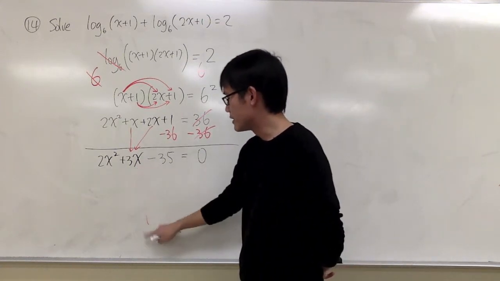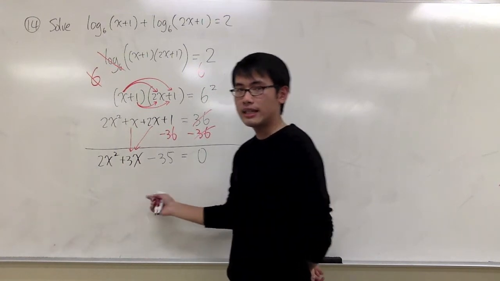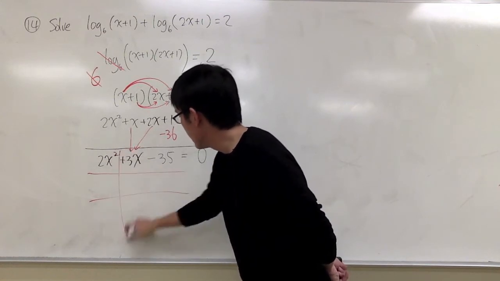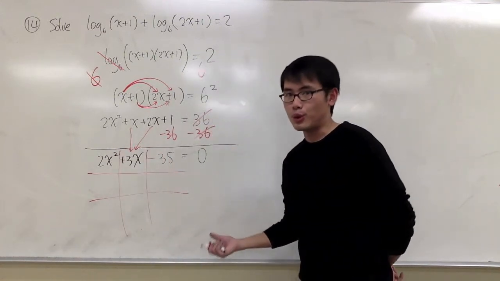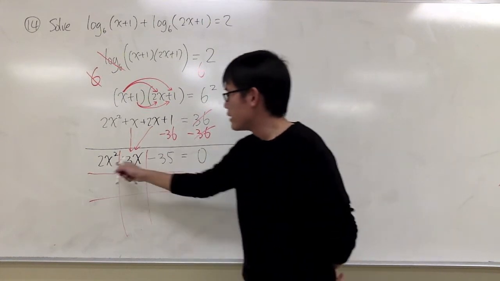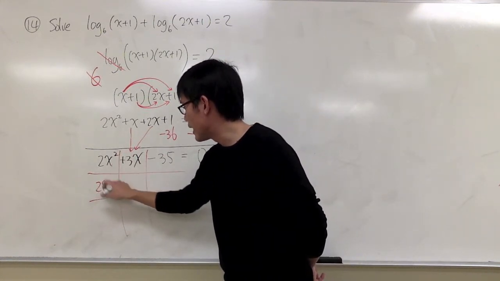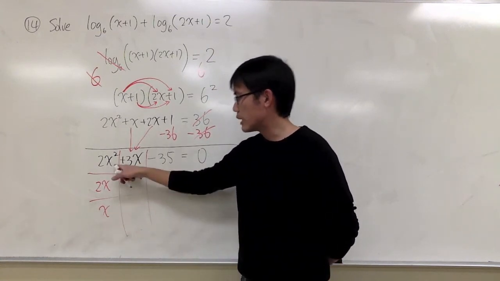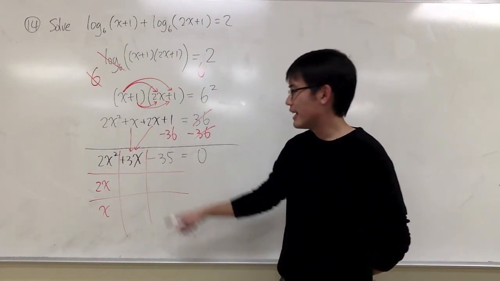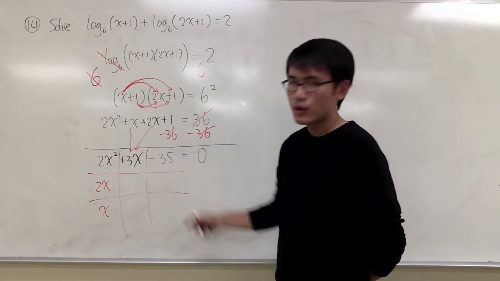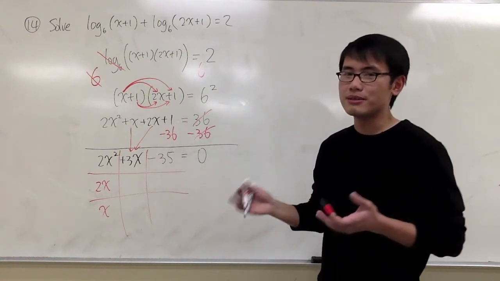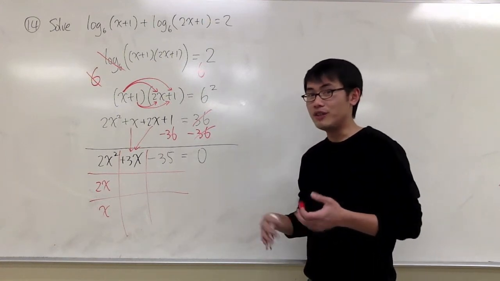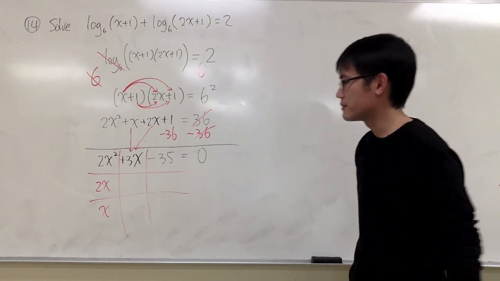Now, we are going to factor this out. The way that I usually like to factor this out is to draw the tic-tac-toe box and just do a quick guess and check on this. To get 2x squared, I should have 2x and x, because 2x times x will give us 2x squared. And to get negative 35, we have choices: 7 times negative 5, or negative 7 times 5, even 35 times negative 1, and things like that.